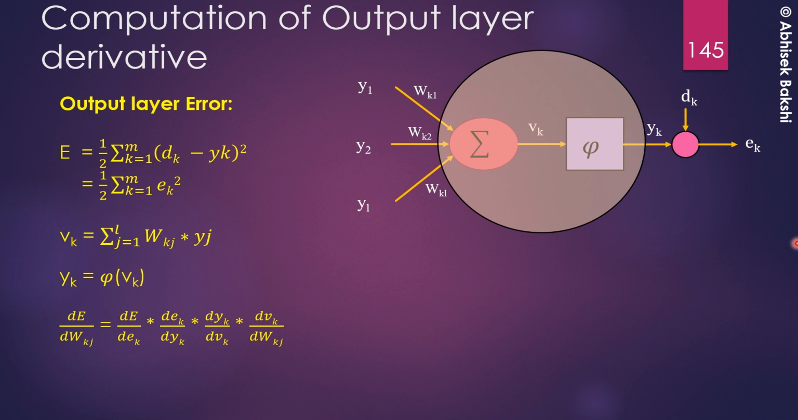You see, we will start with computation of the output layer derivative. Why? Because as I told you, we fed the input to the input layer. From the input layer, the data is forwarded towards the output layer through the hidden layer. Once we get some output from the output layer, then only we can calculate the error.